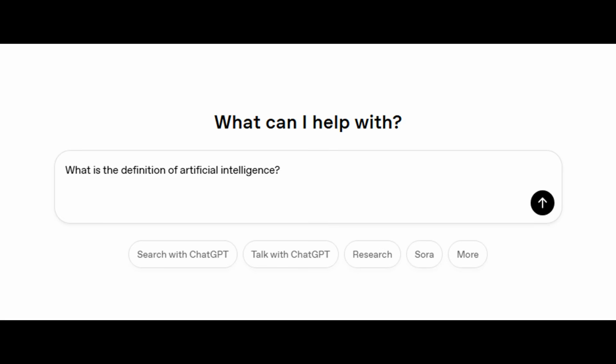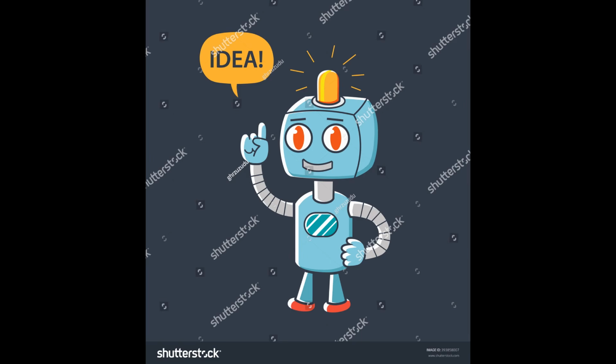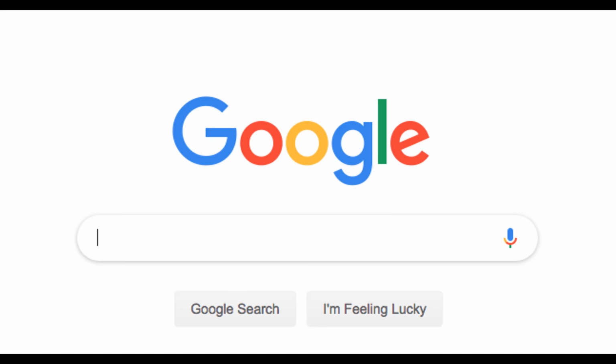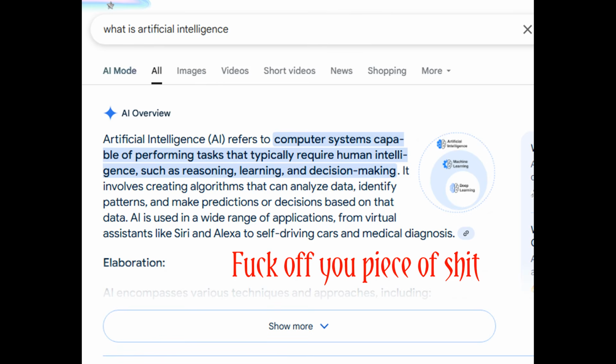When you saunter into ChatGPT and ask it to tell you the definition of artificial intelligence, it is not going, I shall away to Wikipedia or Encyclopedia Britannica to fetch that definition and read it out to you either verbatim or in my own words. That's what Google does, or what it used to do before its gross AI overview.